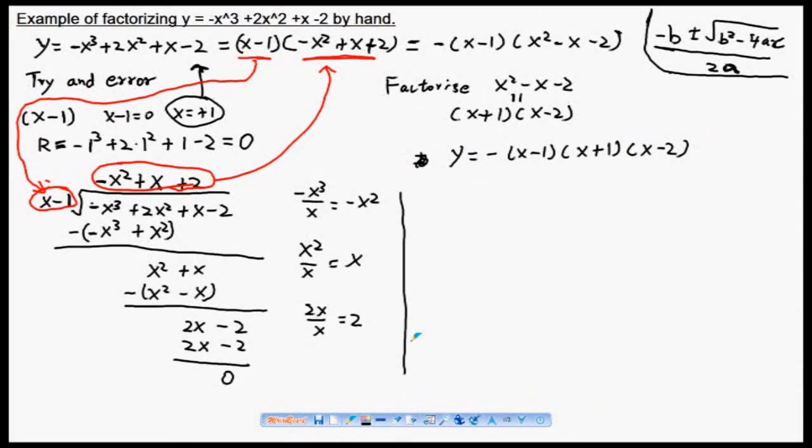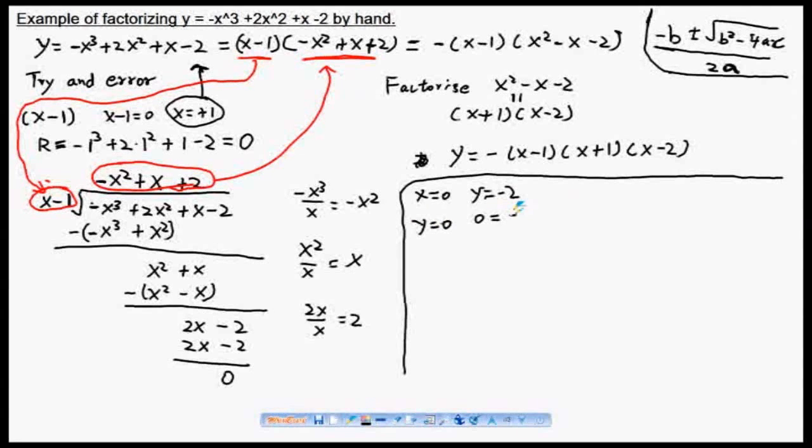Okay, now we have to sketch the graph of this polynomial equation. So when x equals 0, we substitute in, and y is minus 2. That's our y-intercept. So when y equals 0, we have 0 equals minus x minus 1, x plus 1, and x minus 2. And your x will be 1, because 1 minus 1 is 0, or minus 1, because minus 1 plus 1 is 0, or 2, because 2 minus 2 is 0.